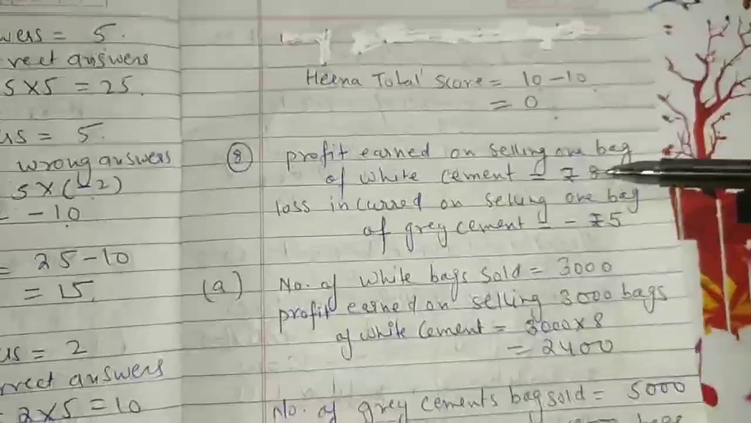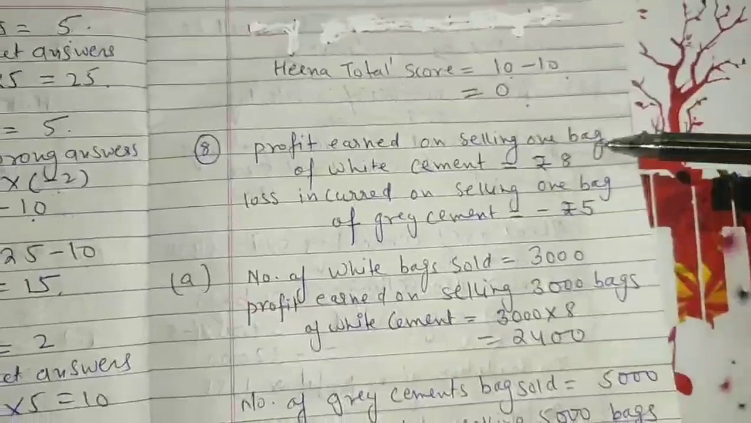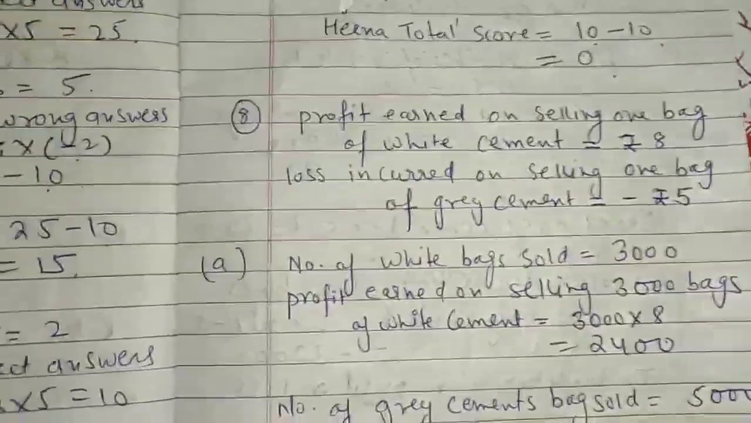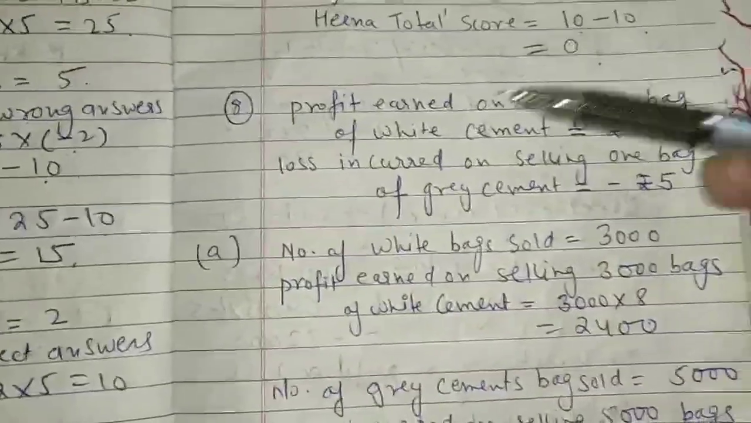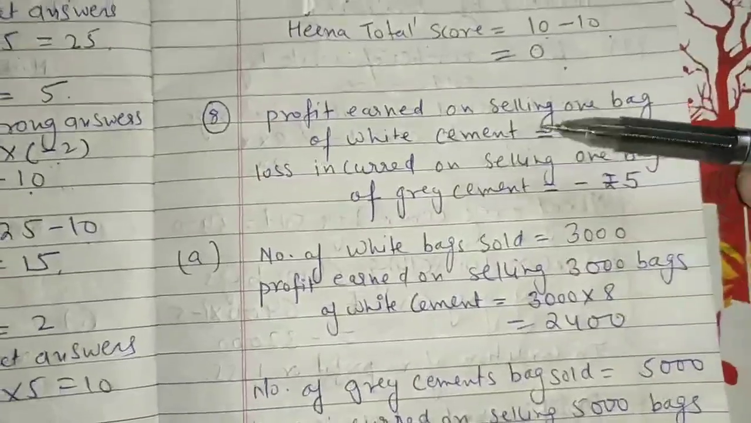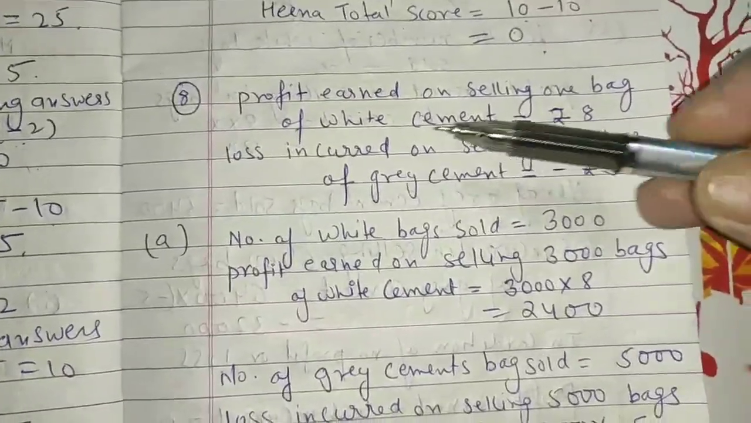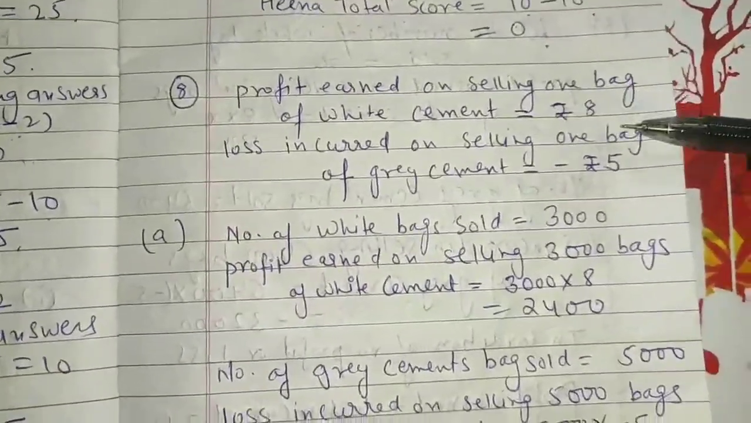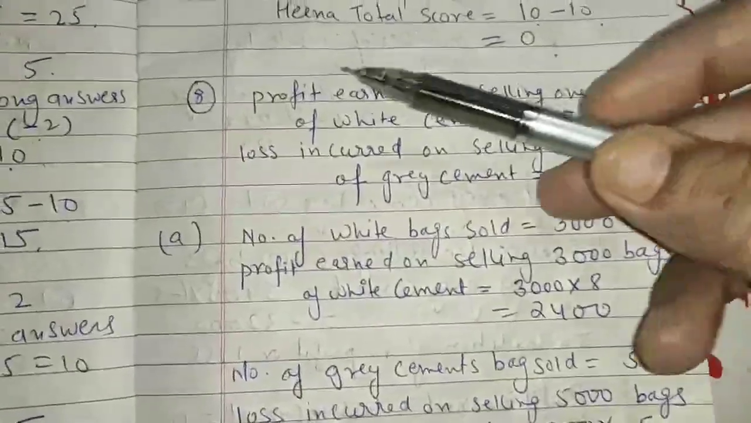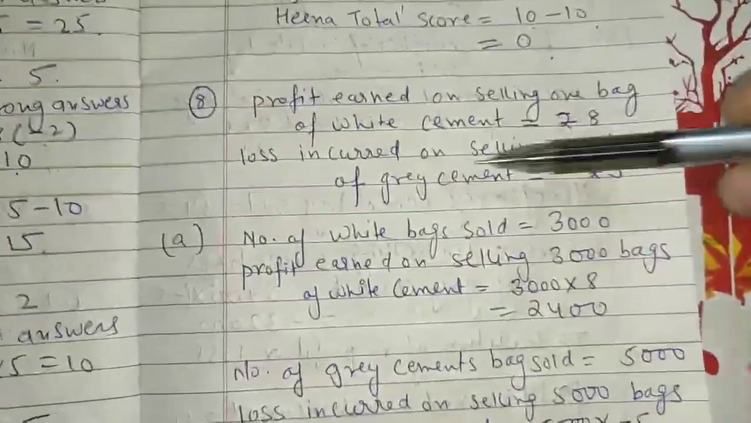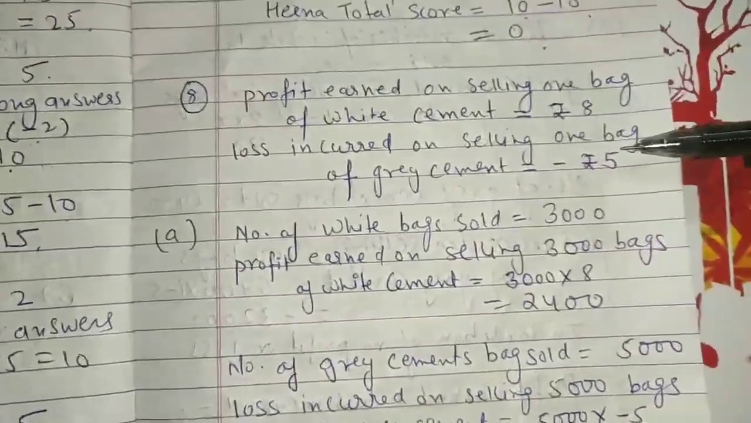Common information is that the profit earned on selling 1 bag of white cement is rupees 8, which is given in the question. Clear? Next is the loss incurred on selling 1 bag of grey cement. So the loss suffered on selling 1 grey bag is minus rupees 5, because we know that profit is always noted by plus and loss is always noted by minus.